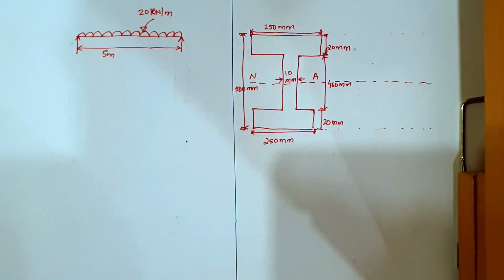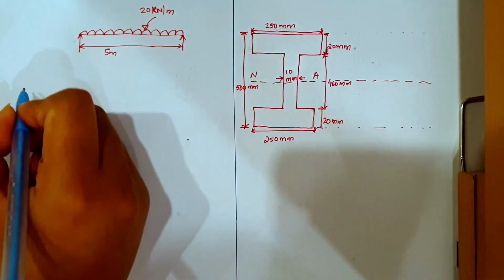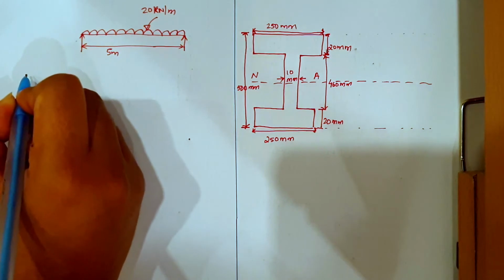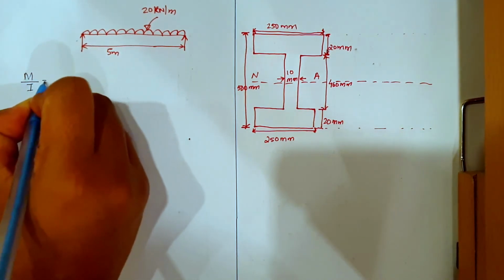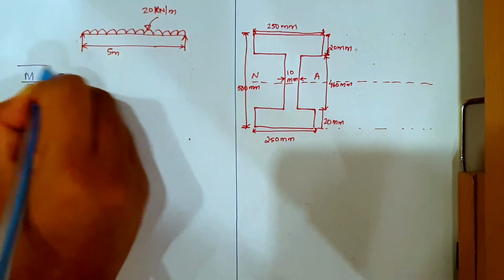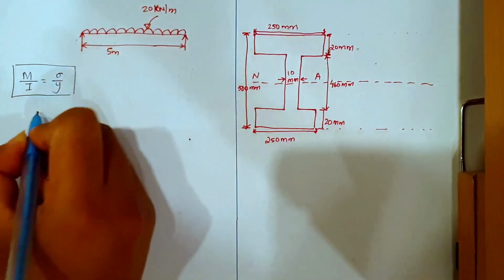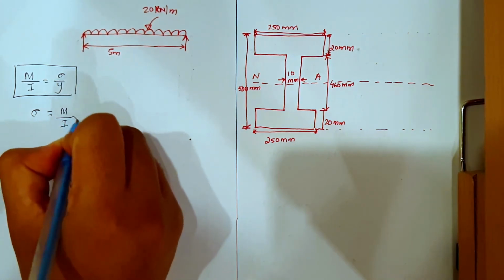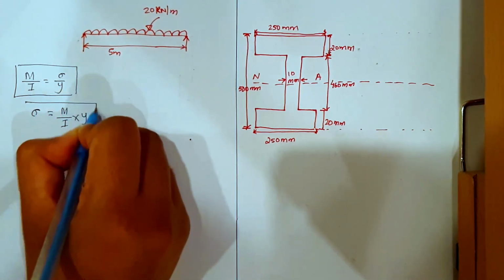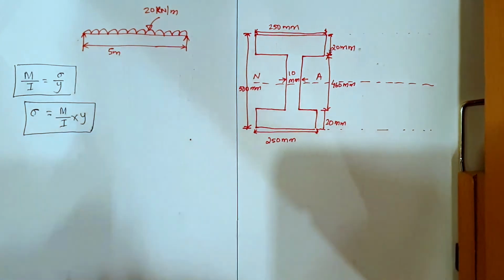Now let us start from the flexural formula. From the flexural formula we have M by I equals sigma by y, right? This is the flexural formula. From here we get sigma equals M by I into y. From here we get the stress.